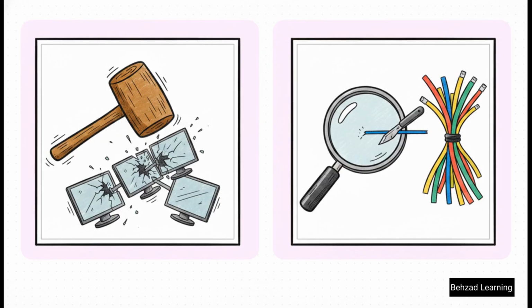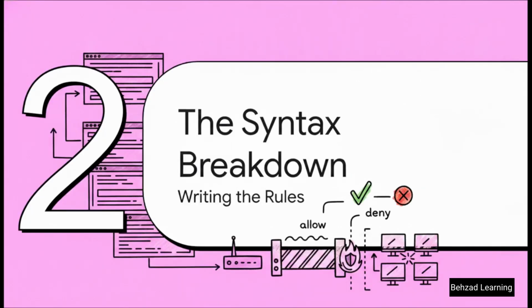Extended ACLs, though, they give us surgical precision. They let us match the exact protocol being used, like TCP or UDP, along with both the source and the destination IP addresses and even the specific port numbers. So we aren't just blocking Bob completely, we're just blocking Bob's web browser from hitting that HR server while still letting the guy check his email. Moving right along to Section 2, the extended syntax breakdown, where we actually write the rules.